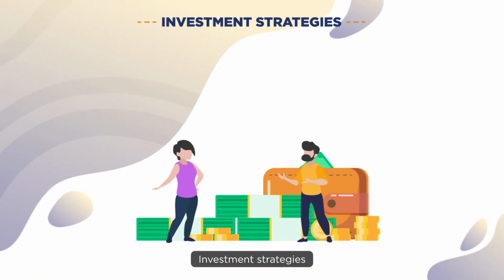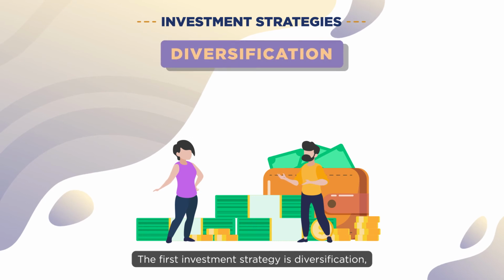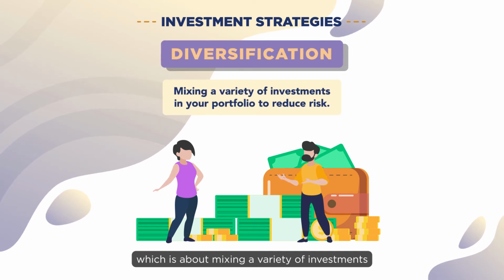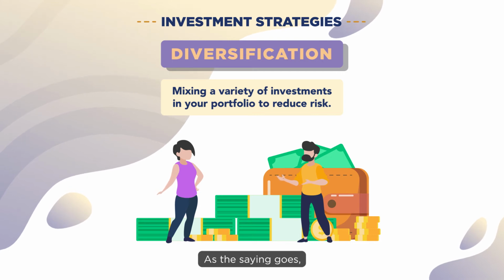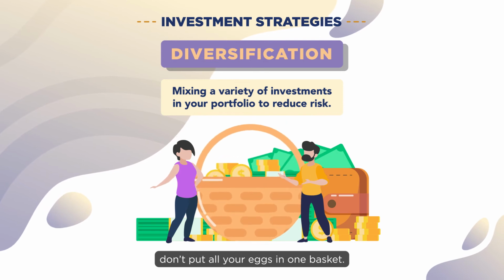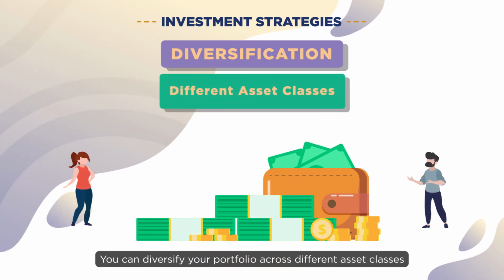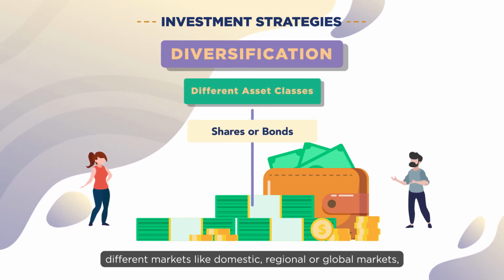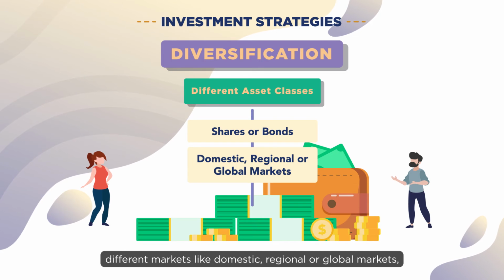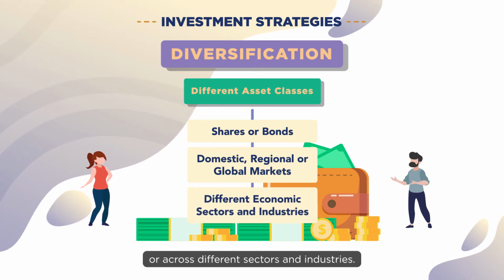Investment strategies. The first investment strategy is diversification, which is about mixing a variety of investments in your portfolio to reduce risk. As the saying goes, don't put all your eggs in one basket. You can diversify your portfolio across different asset classes, like shares and bonds, different markets like domestic, regional, or global markets, or across different sectors and industries.